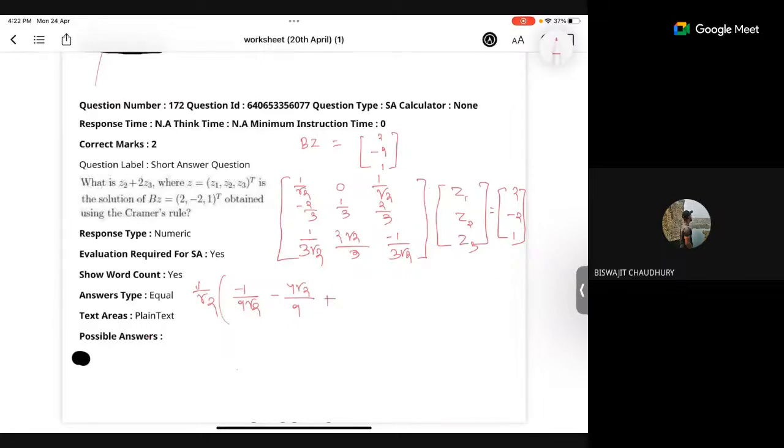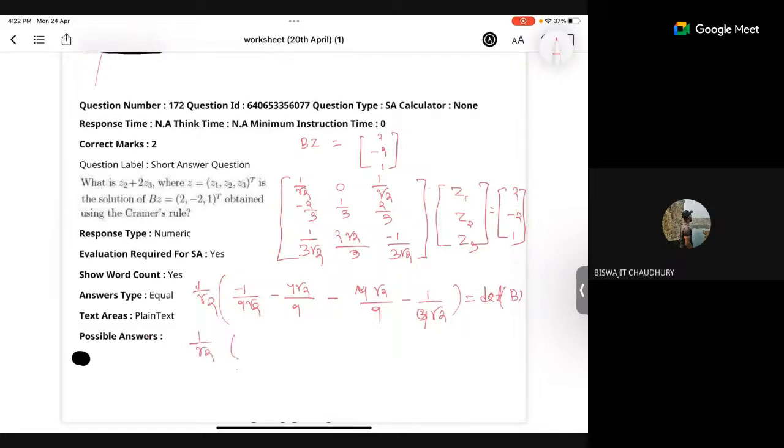Plus, so it will be minus 4 root 2 by 9, minus 1 by 9 root 2, right? So this is the determinant of B.